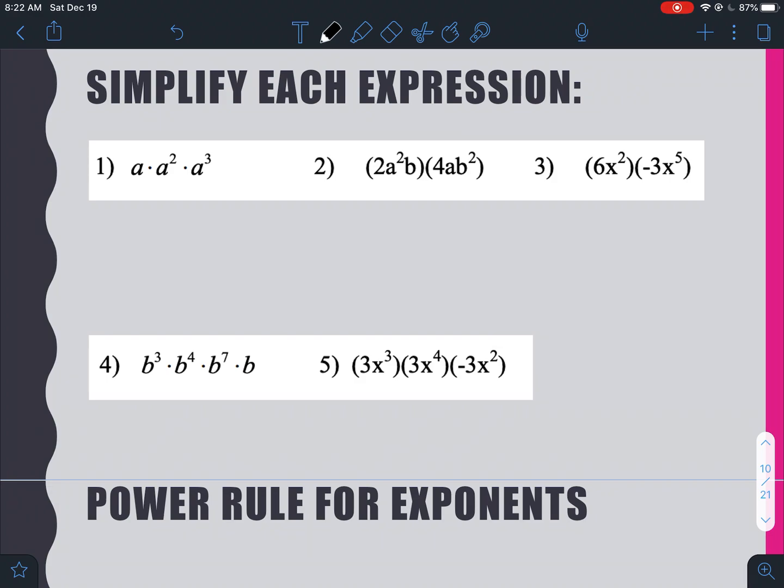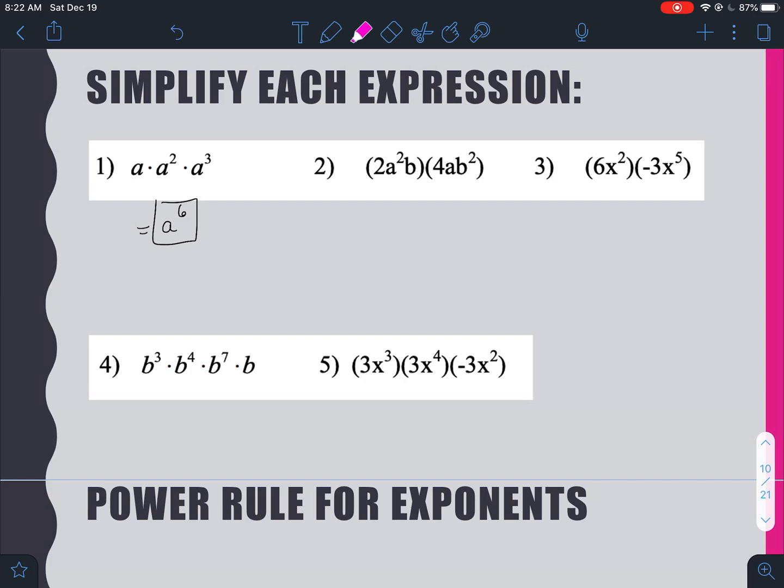All right, go ahead and pause the video and see if you can try these 5. All right, a times a squared times a to the 3rd. Add the exponents and you would get a to the 6th.